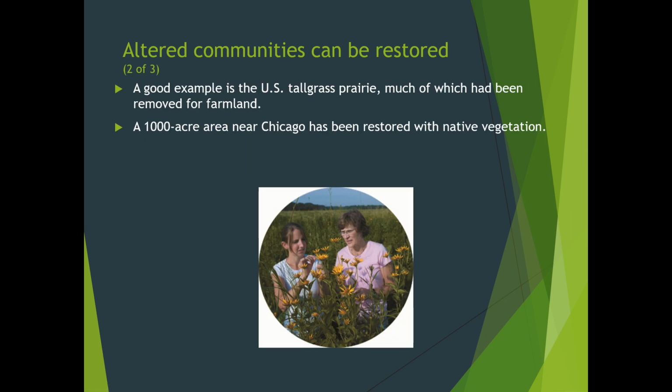Another good example is the U.S. tall grass prairie, much of which has been removed for farmland. This was some of the best soil out there. After millions of years of composting and layering all this good soil, we decided to put a lot of corn and cattle there, and we now have realized we don't need that much room, and some of the soils aren't as good as they were before.